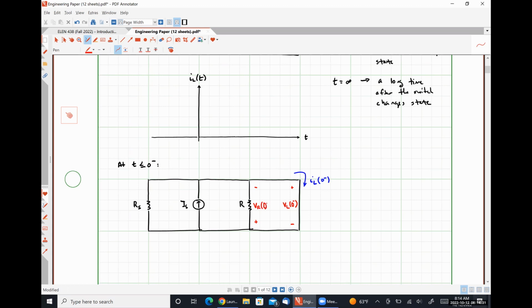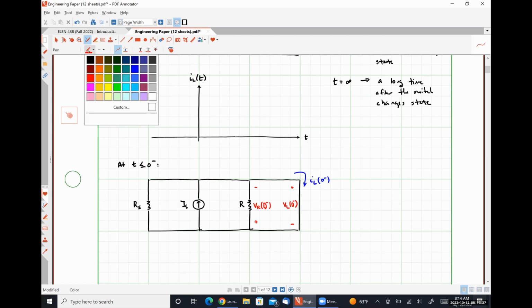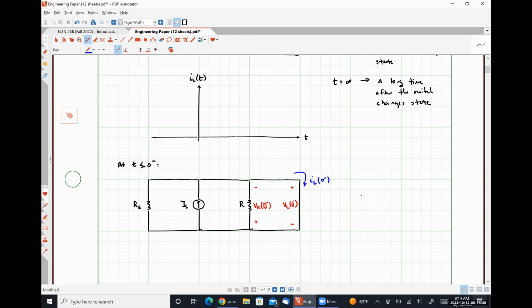And here is my resistor voltage, VR for zero minus. So I'm going to ask my question again. What do we think the inductor current is doing at t equals zero minus?